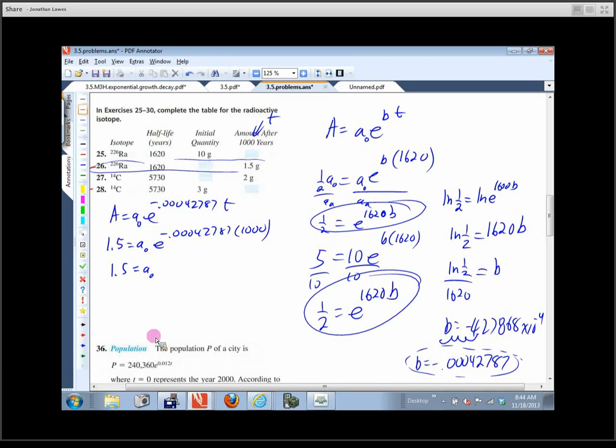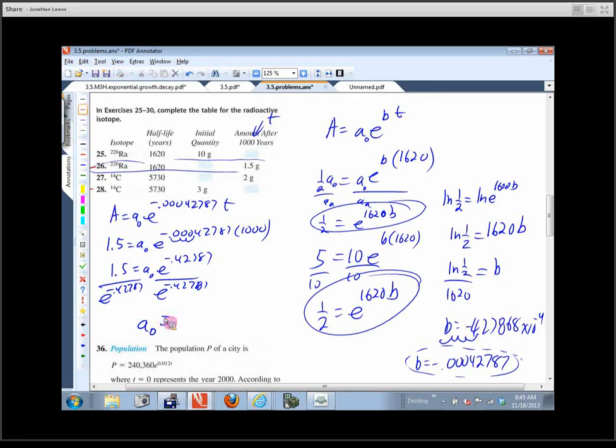That's the initial amount, remember. If I times this by 1,000, what's the rule for moving decimals when you times by 1,000? Yeah, 3 places. 1, 2, 3. So here's the number that we've got, negative 0.42787. And then all I need to do is get A naught by itself. So how do I get the A naught by itself? How do I get rid of this right here? Divide by that number, right? I'll divide this side by e to the negative 0.42787.